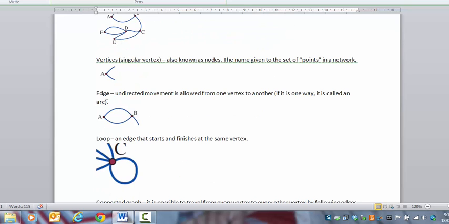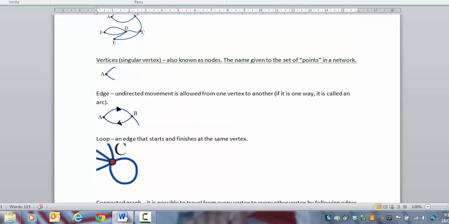What we've got in the next definition is an edge. An edge allows undirected movement from one vertex to another. So you can see in this example here, we've got movement allowed between A and B, and that movement is undirected. Typically, they'll show you if movement is directed by putting an arrow on the edge, and that indicates that this is one-way movement. You can only go from A to B this way and B to A that way. If it is directed, we call it an arc. Undirected movement, though, is an edge.